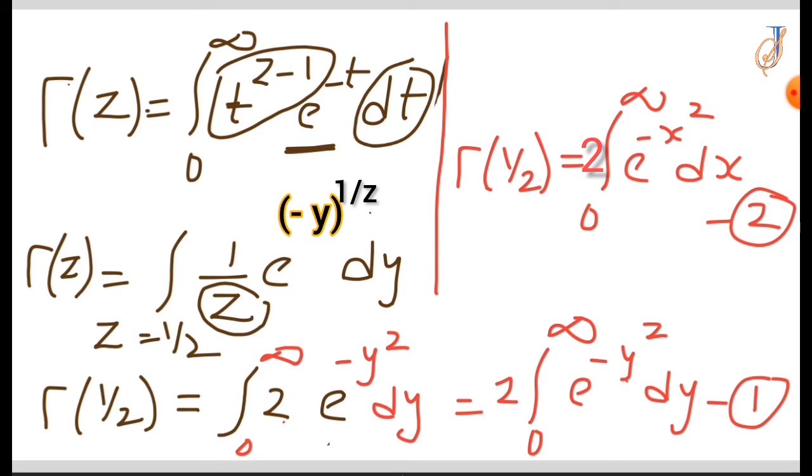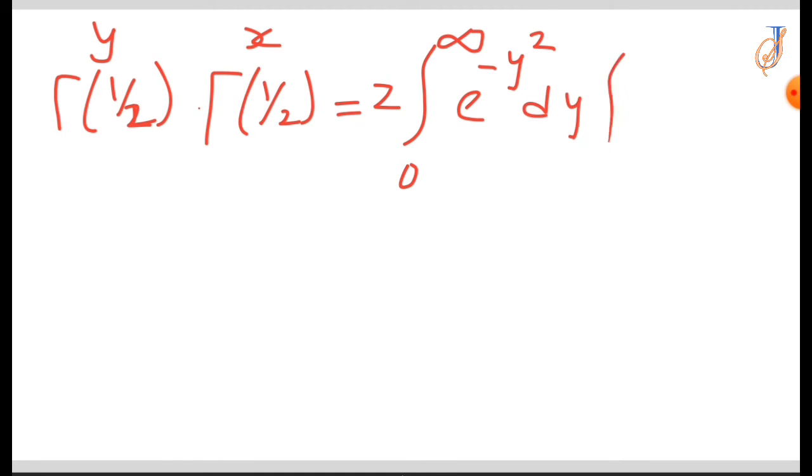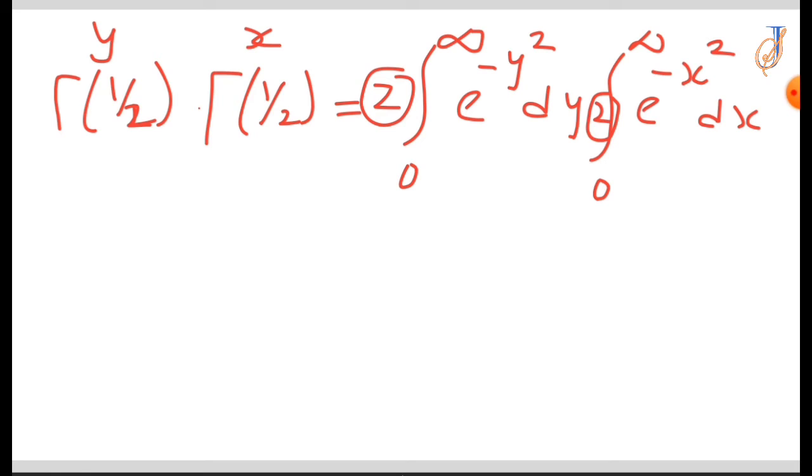Now what we do? Multiply equations 1 and 2. First equation is gamma of 1 over 2 in terms of y, times gamma of 1 over 2 in terms of x. That is equal to, what we have? We have 2 times integral 0 to infinity e power minus y power 2 dy, again 2 times integral 0 to infinity e power minus x raised to the power of 2 dx. Here we have constant 2, here we have constant 2. And on the left hand side we have gamma of 1 by 2 and gamma of 1 by 2, so we are going to get gamma of 1 by 2 whole square.